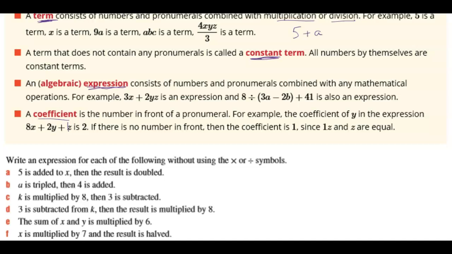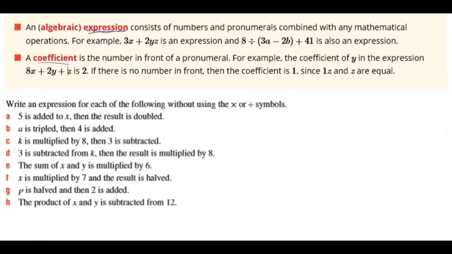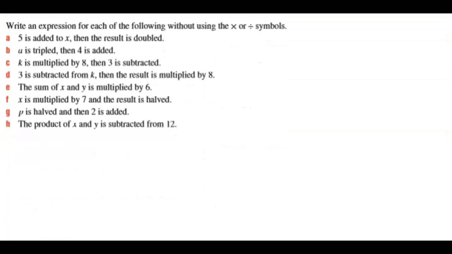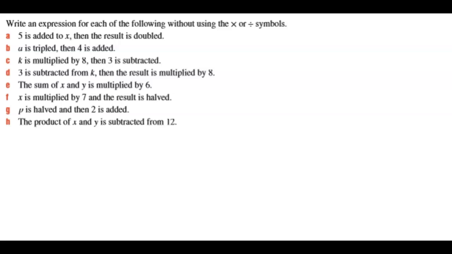Okay, so what we're going to do is go through not all of these. This is actually question 4 from 5A, but I'll just go through a few of them because I don't want this video to be too long. So 5 is added to x. Let's do question A first. 5 is added to x, so let's add that to x. So 5 plus x. Then the result is doubled.